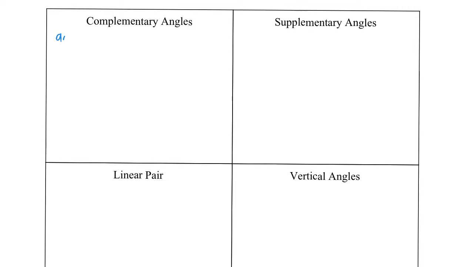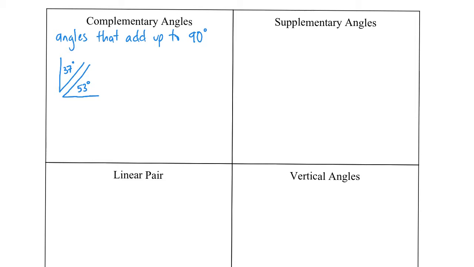Complementary angles are angles that add up to, you guessed it, 90 degrees. Those are our complementary angles. So let's go ahead and draw a few of those. So we could have this angle right here, and then we could have this angle right here. And if you put those together, let's say this one is 37 degrees, and then maybe this one would have to be 53 degrees. Those two angles are complementary.